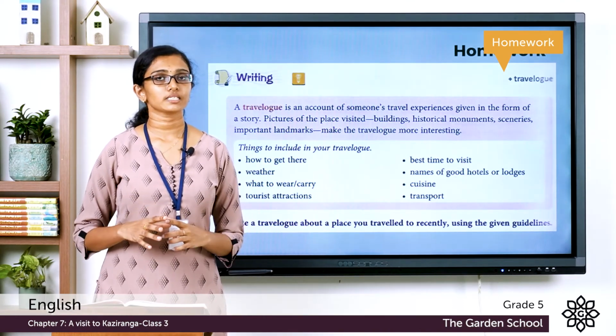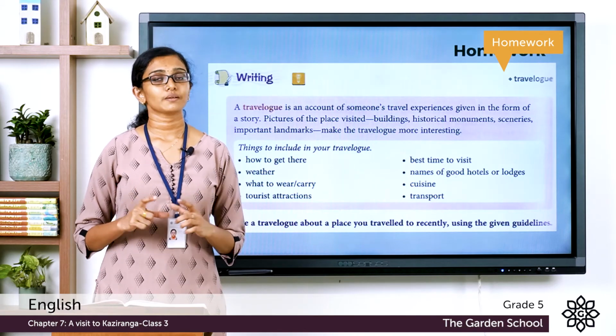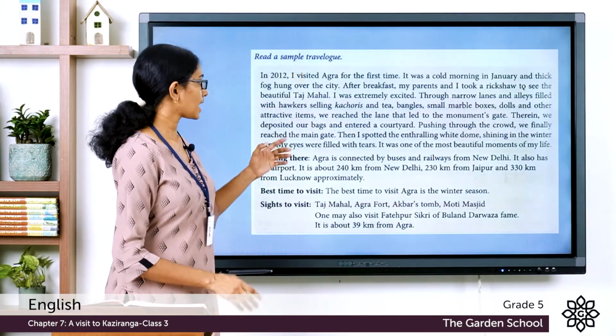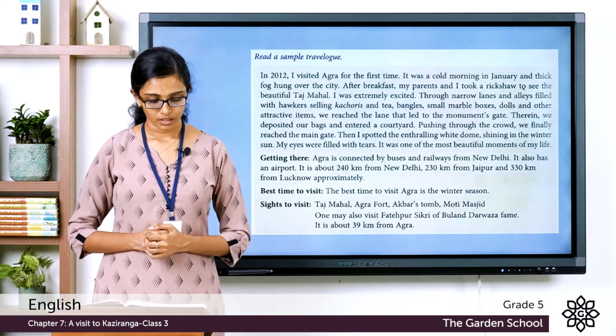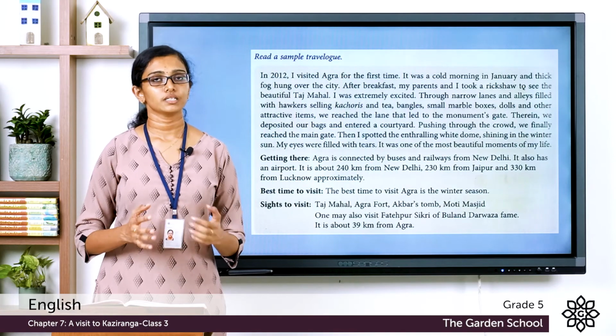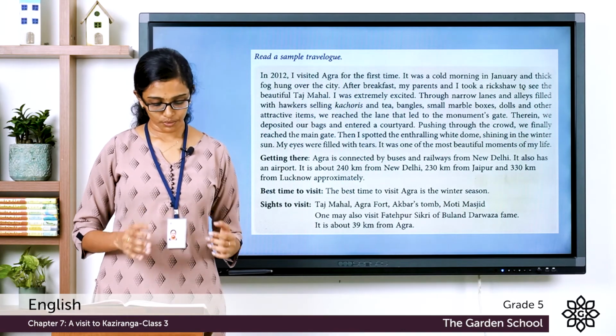You can write this travelogue in your notebook, take a picture and send us to Teams. So below that you can see a sample travelogue given there. Just go through it as a reference and similarly you can write your own travelogue. Now let's move on to the next exercise.